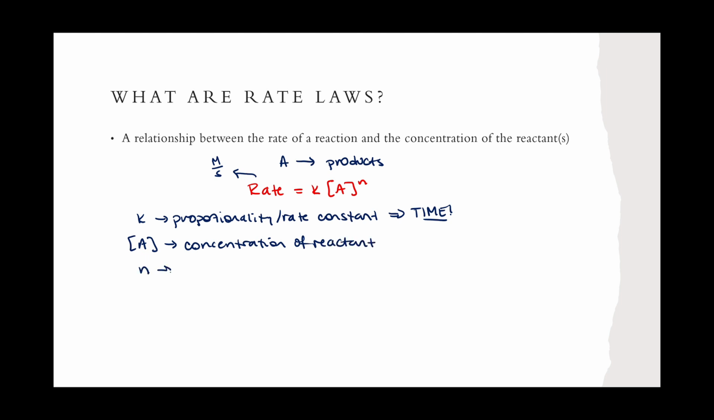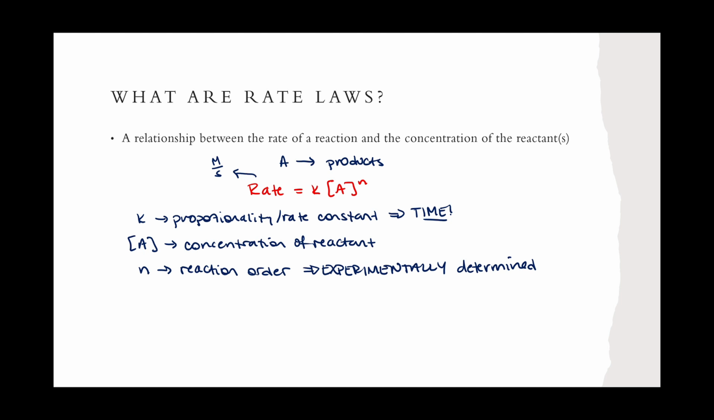And then n we refer to as our reaction order. The reaction order is not obtained from a balanced chemical equation. Actually, this is determined experimentally. So in an experiment, and we'll do an example at the end where we actually calculate this and see how that works, but this will be determined experimentally.